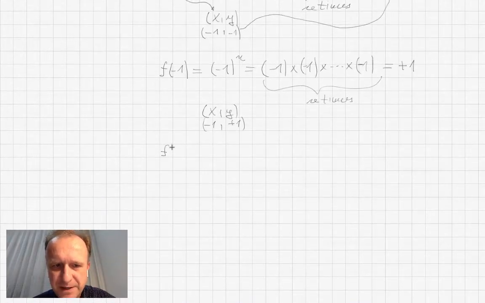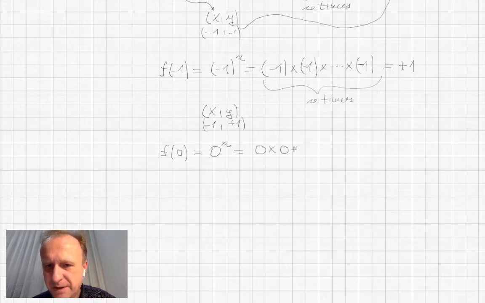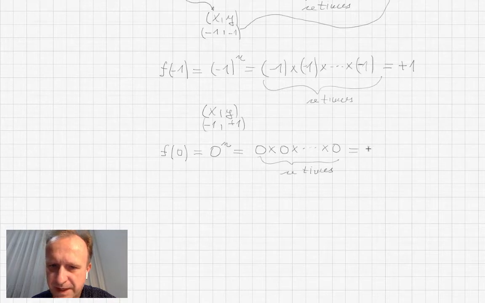So the function value of all those functions at 0, so f of 0, should be 0 to the power of n, whatever n is, whatever positive integer you can think of. What does it mean? You have to multiply 0 by itself, and you have to do it n times. So what do you get when you multiply 0 by itself n times? You must get 0.